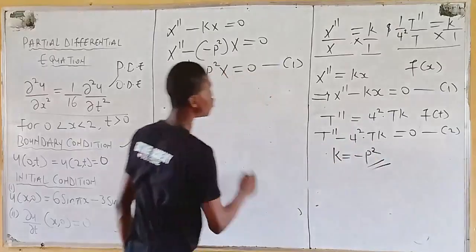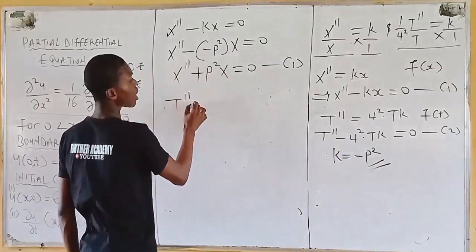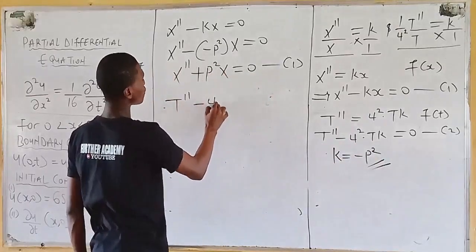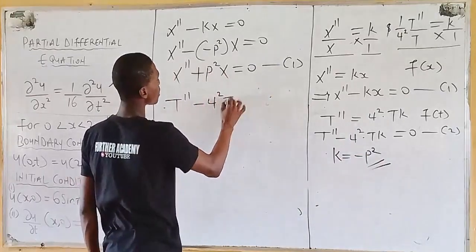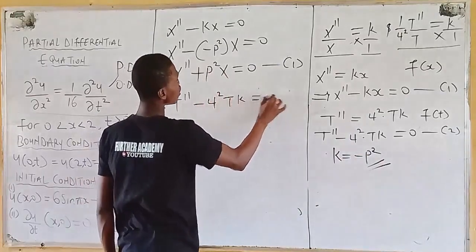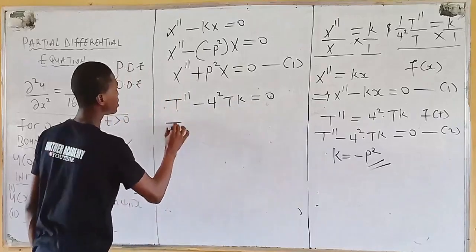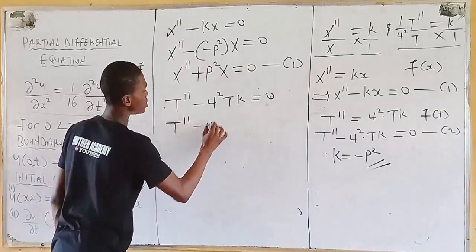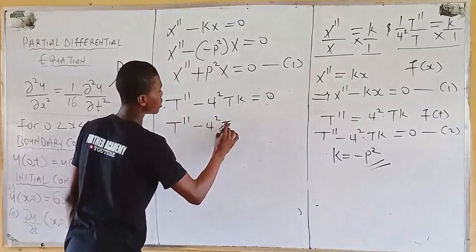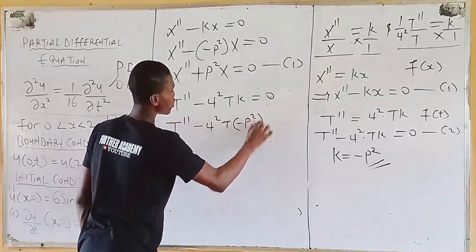From equation 2, same idea. I have T prime prime minus 4 squared multiplying t multiplying k equals 0. Substitute k as negative p squared. This is it, t multiplying negative p squared.